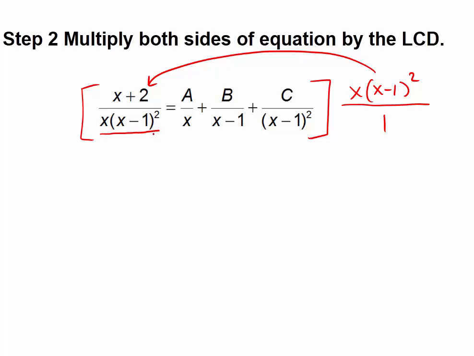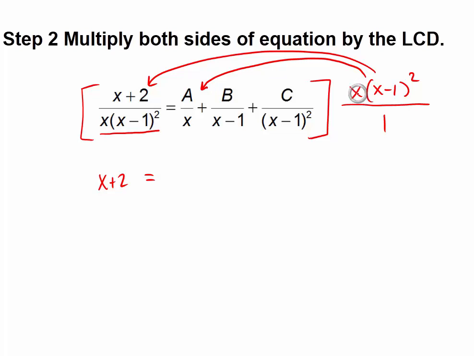Notice everything there is going to divide out. This x will divide out with that x, and then x minus 1 squared would divide out with x minus 1 squared, and so all we'll have left on that side is x plus 2. Continuing on now, let's multiply by the first term on the right side.